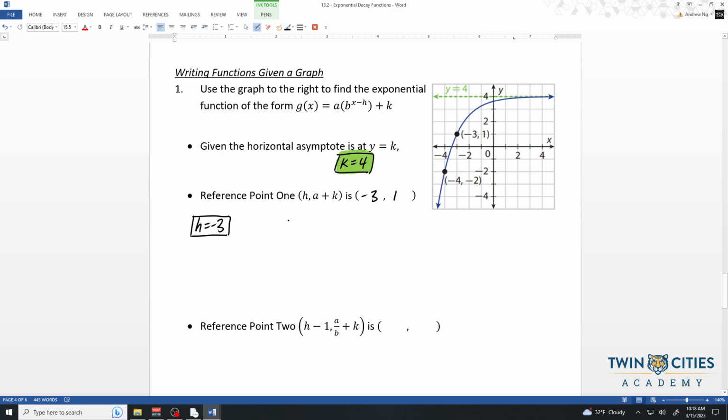And then a plus k is going to be 1. But we know that k is 4. So that means a plus 4 equals 1. Let's subtract 4 from both sides. A is equal to -3.